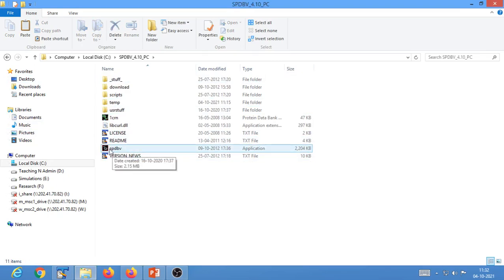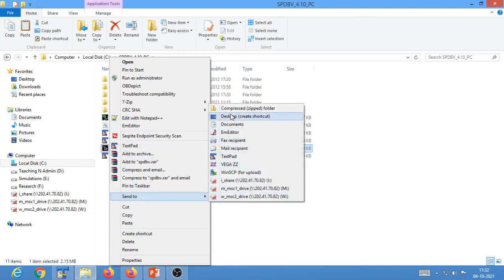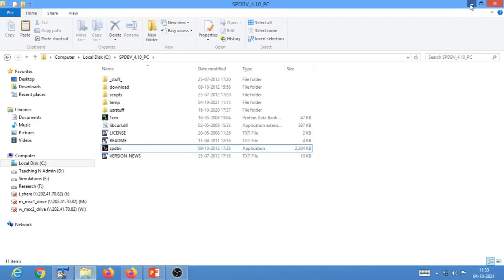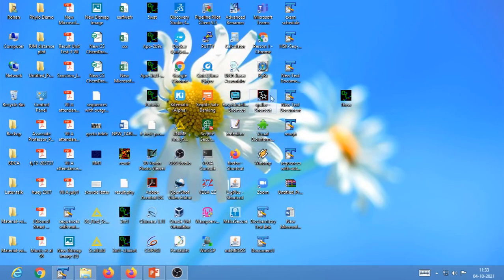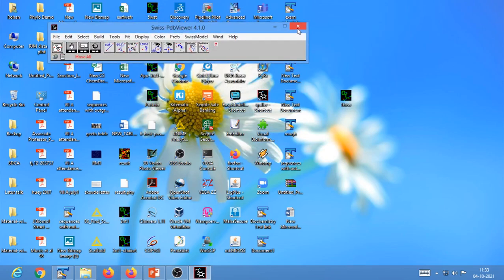Okay, so what you can do is right click and send it to desktop, so that in this way you would create a shortcut to this particular application on the desktop. If you use this send to desktop, you create a shortcut. If you do this you would get an icon on your desktop something like this, and we would be calling this SPDBV from our desktop every time we work. Okay, so this is how you install your SPDBV.